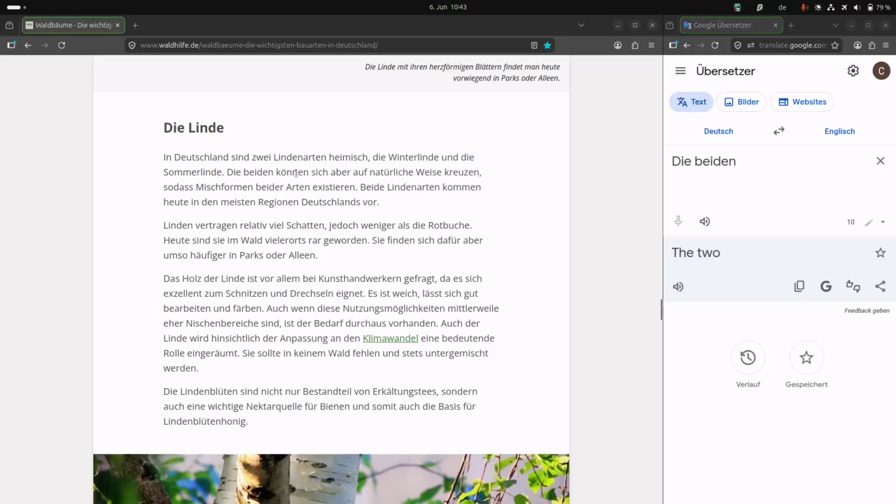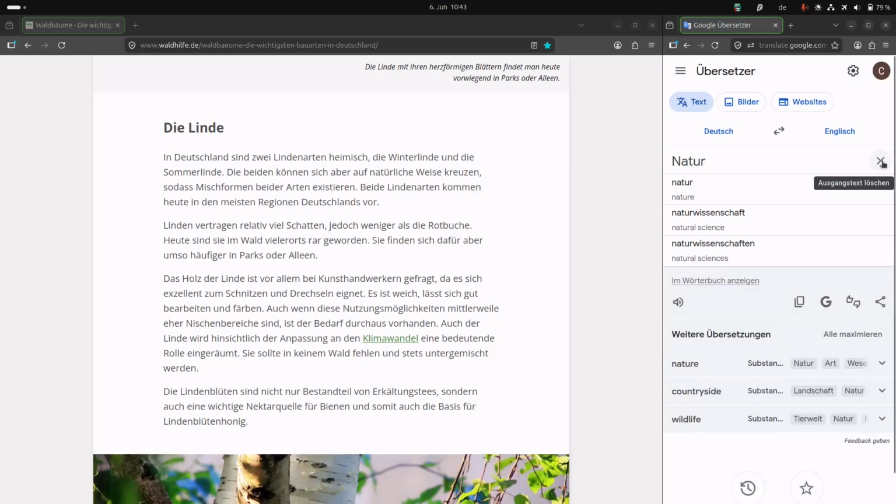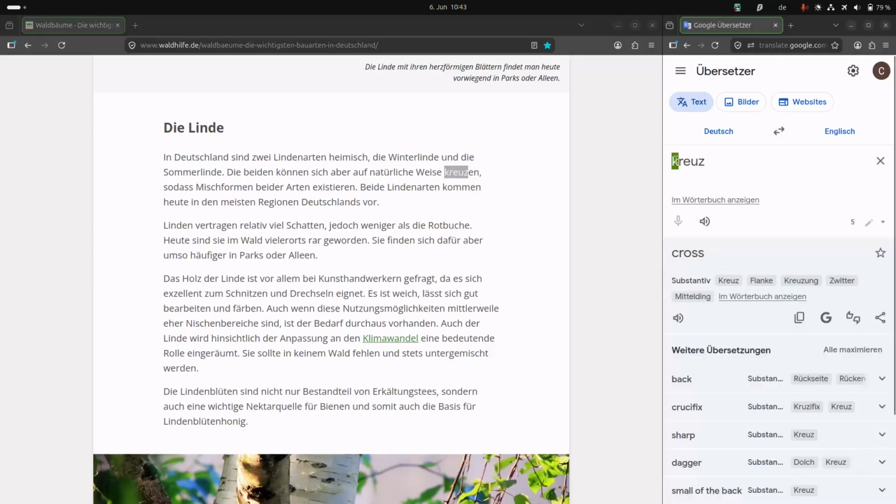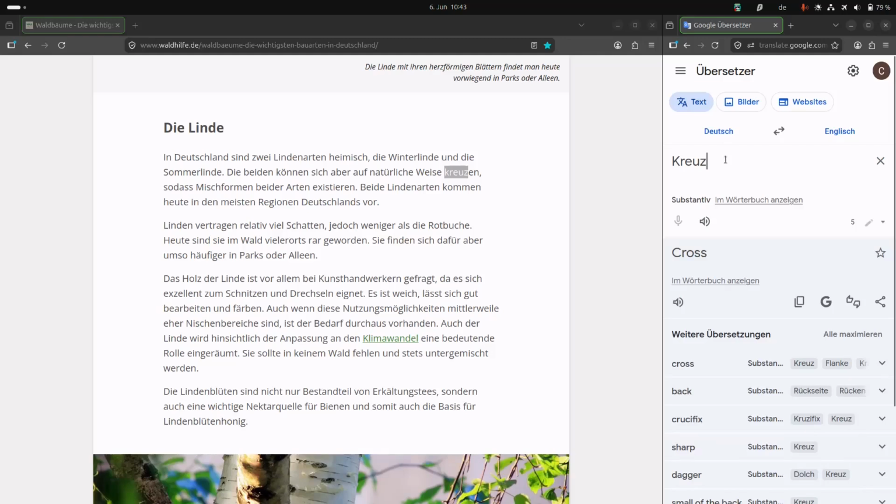Die beiden können, can, sich, themselves, aber, but, auf, on, or at, but rather on, natürliche, natural, this derives from the word Natur, which means nature. Weise, which means the way. We also had that in previous episodes where I went more into detail about it, but this just means the way. Kreuzen, this of course derives from the word Kreuz, here with a capital K, which means cross.